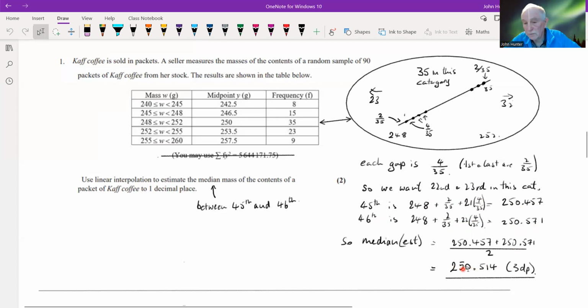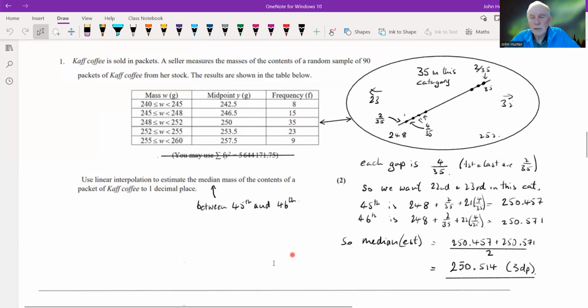I've got 250.514, 250.5 to 1 decimal place. Does that make sense? Yeah, it does. We're going to be on the right side of the midpoint, aren't we? Because we're at 22, 23 out of 35. Yeah. Okay, so it looks plausible, doesn't it?